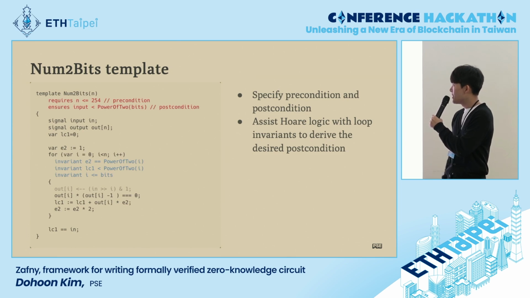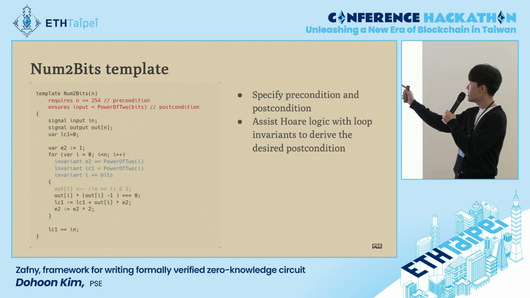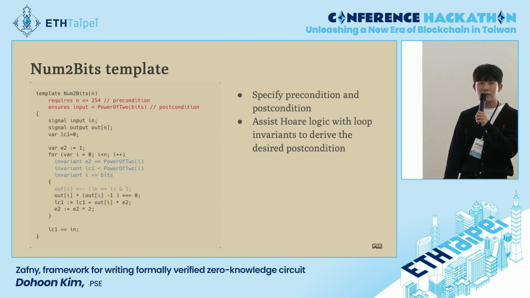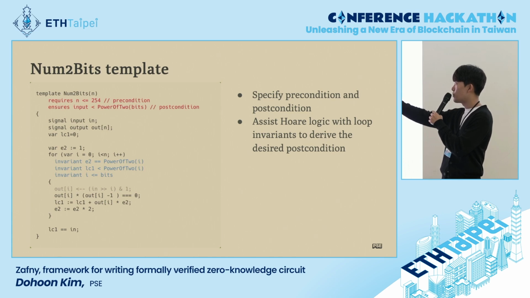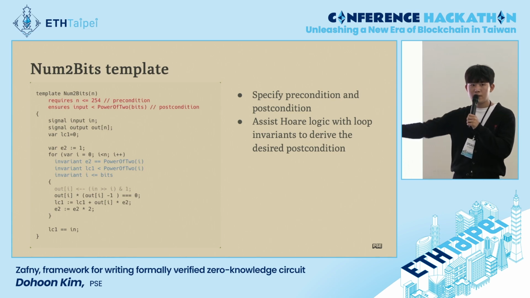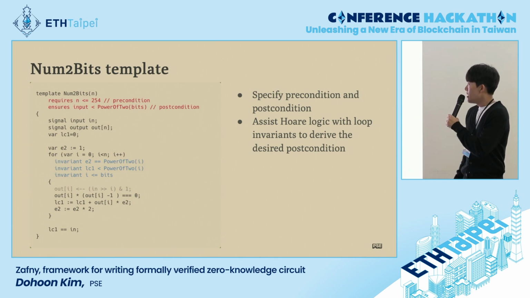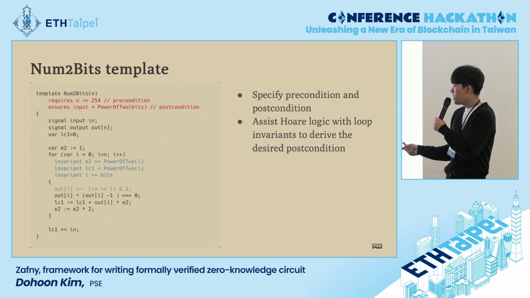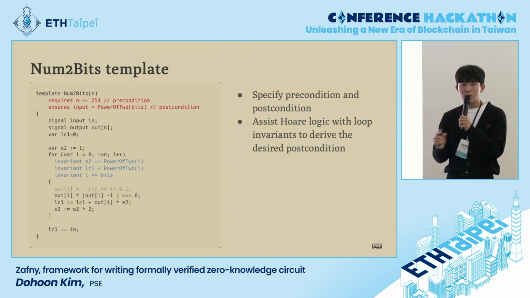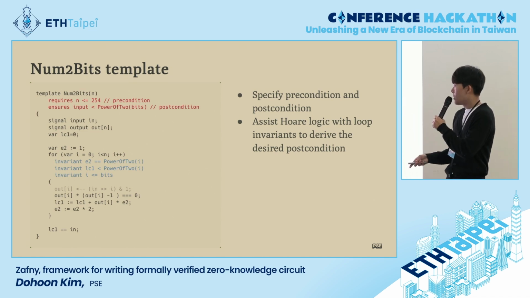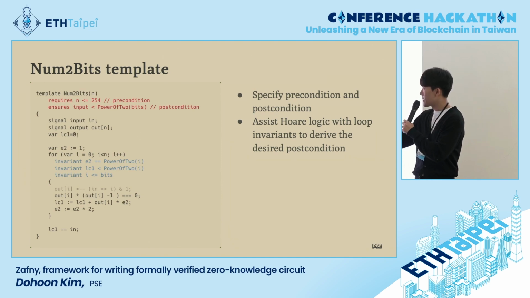So now we can augment this Circom template like this. It is Dafny style programming syntax, so we can write our precondition with requires, and we can write the postcondition with the ensures clause. And in order to constrain that this input should be smaller than 2 to the power of n, we can use these kinds of loop invariants.